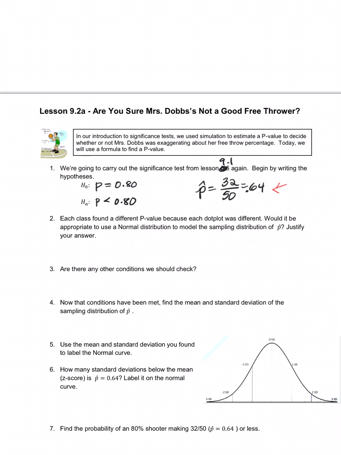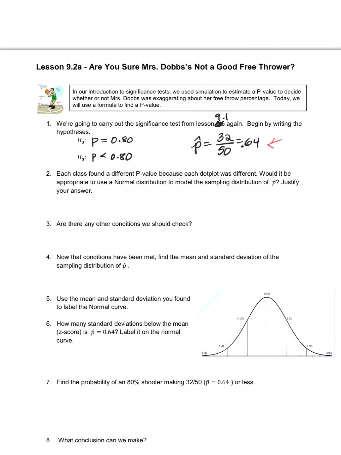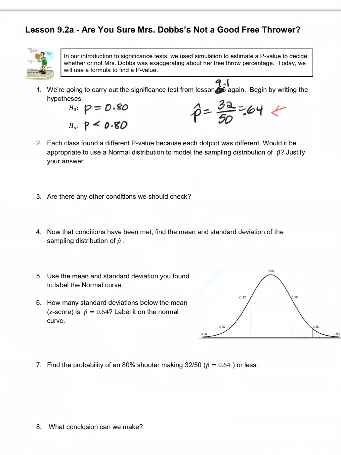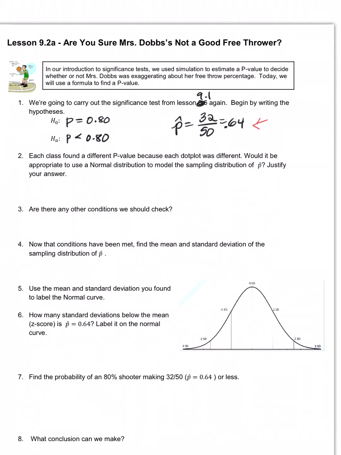Is it unusual enough? Do you remember what we decided Monday? Remember it was like a 0% chance of happening, and you're like, you're lying. Remember that? Okay. So each class found a different p-value. So we're going to actually calculate the true p-value today, but we have to be able to use the normal distribution. How do we test for a normal distribution with proportions? Do you remember? You did this in confidence intervals.